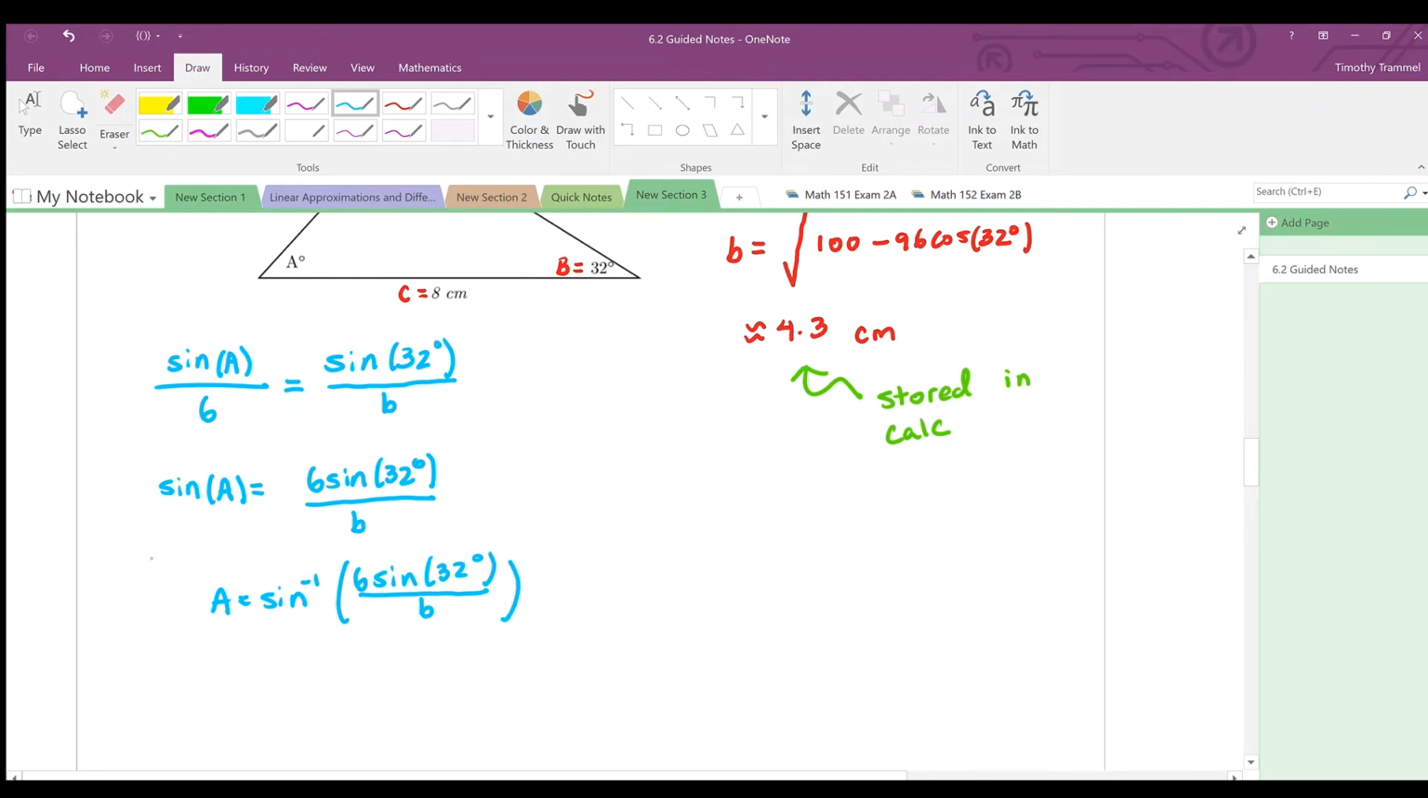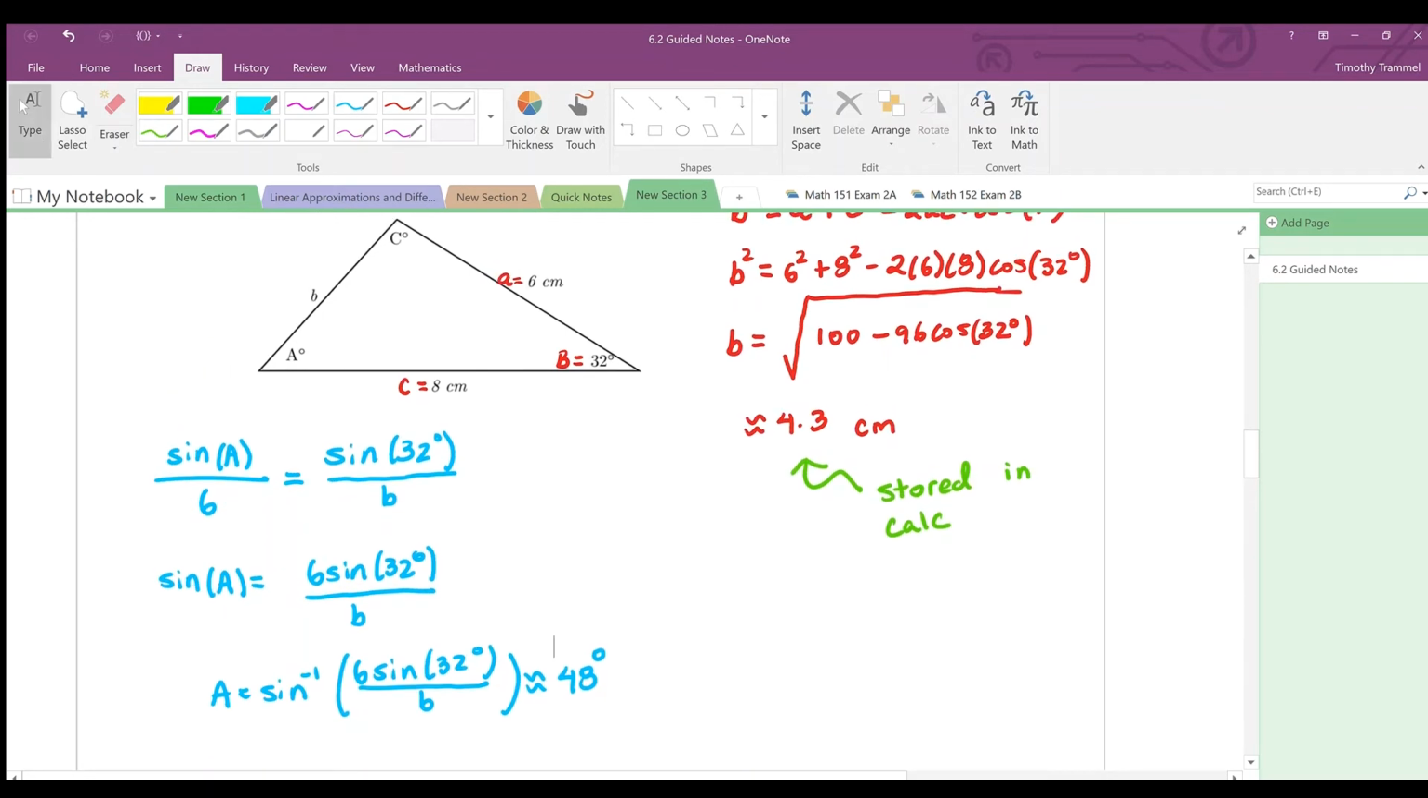And it ends up that this comes out to about 48 degrees. Okay. And what we're going to end up doing here is showing you how to plug both of these things into our calculator. Okay, how we got both of these. But for now, let's just do the last step before we jump to the calculator.